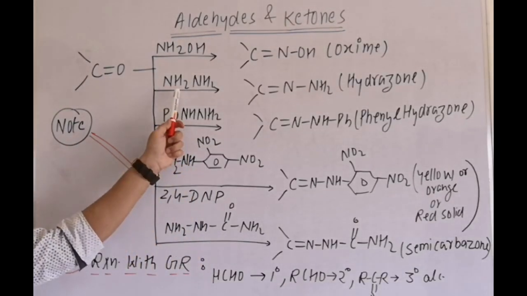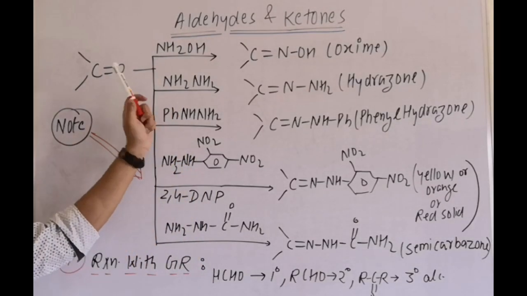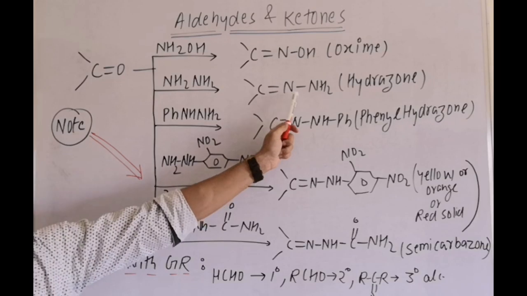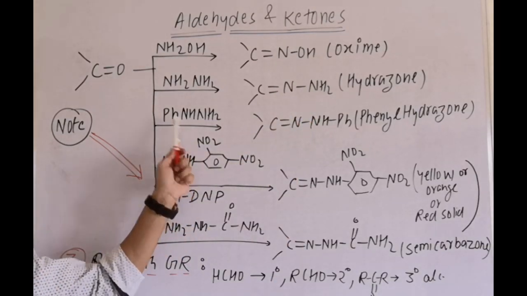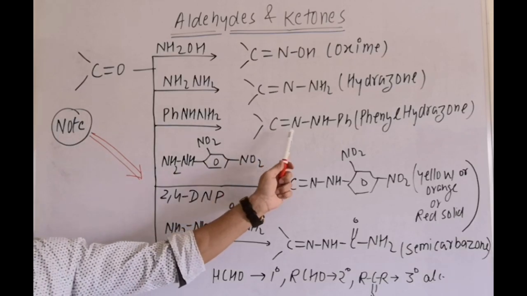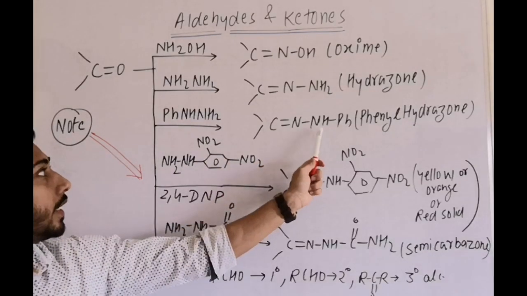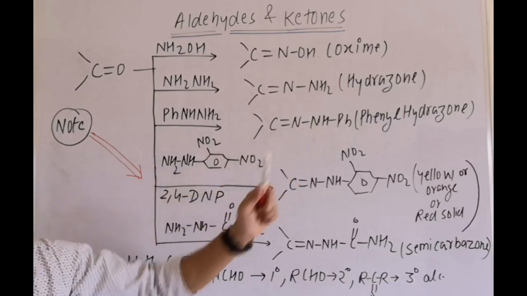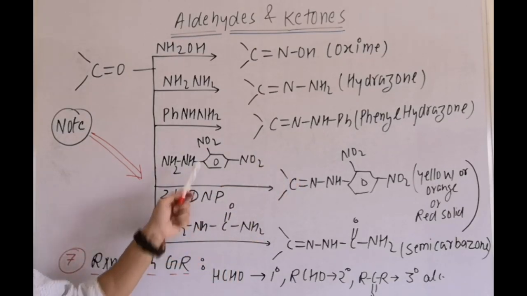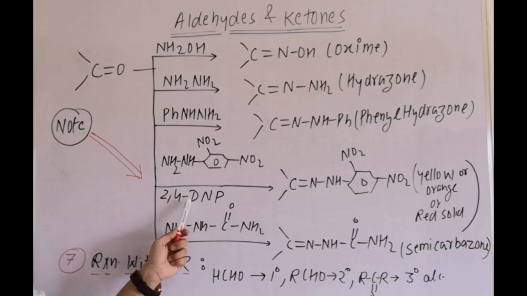Next is with hydrazine, H2O eliminates, C double bond N, NH2, and hydrazone is formed. Third, phenylhydrazine, same reaction, H2O removed, C double bond N, G is NHPh. Then phenylhydrazone is formed.